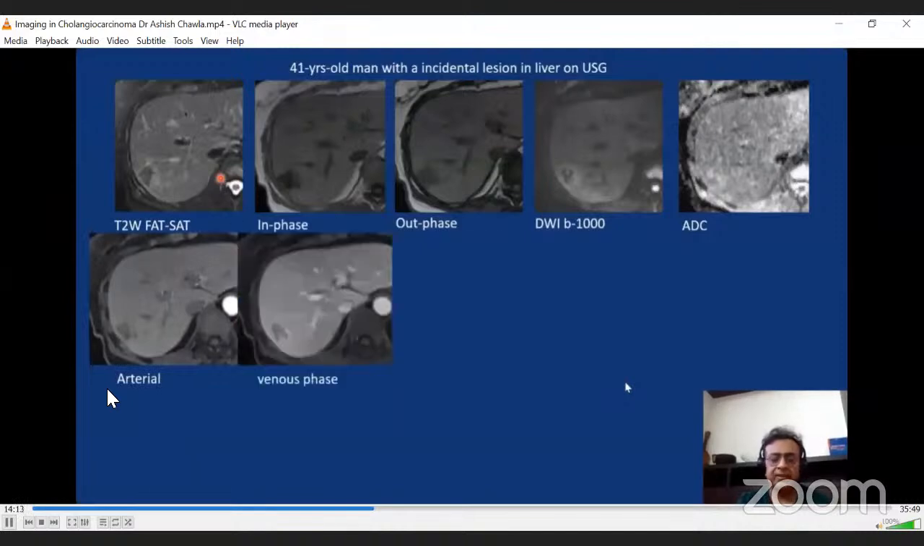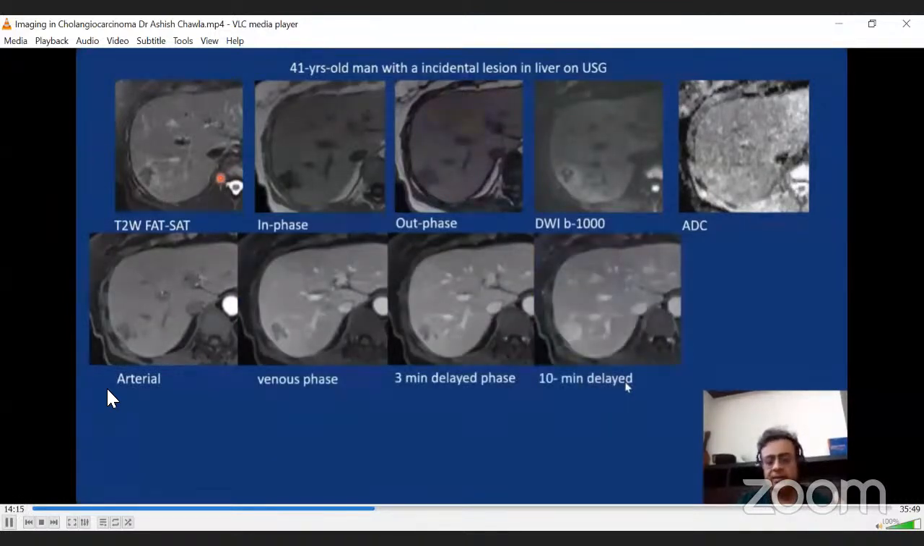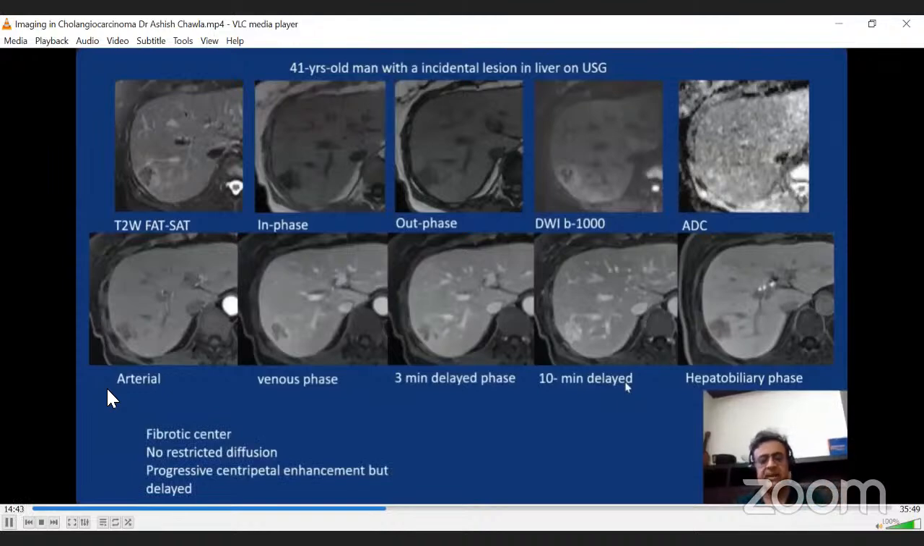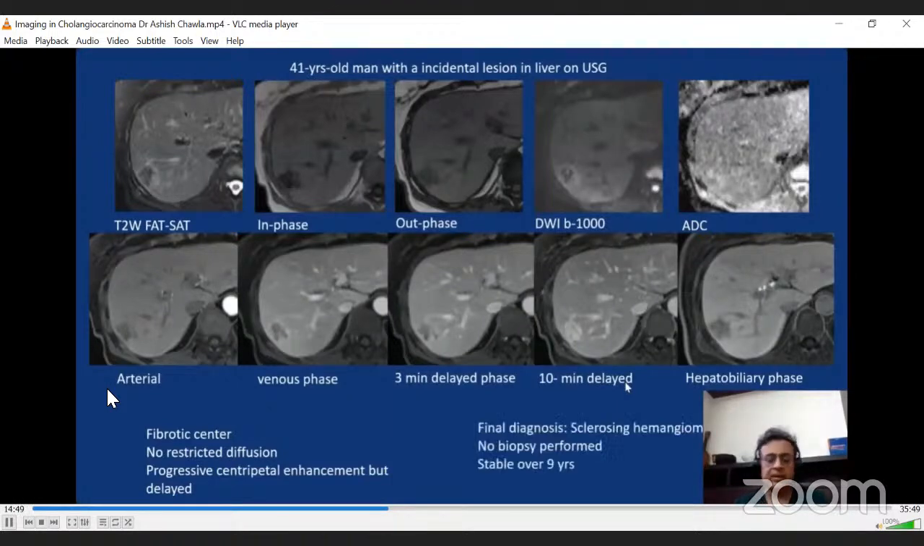In the arterial phase, there is no enhancement. In the venous phase, there is peripheral mild enhancement. In the delayed phase, there is centripetal movement of contrast. And finally, in the 10-minute delayed phase, the lesion is completely enhancing. In the hepatobiliary phase, there is some nodular patchy enhancement in this patient. So again, it's more favoring the sclerosing hemangioma because there is no restricted diffusion and the enhancement is slightly delayed compared to the classical hemangioma.